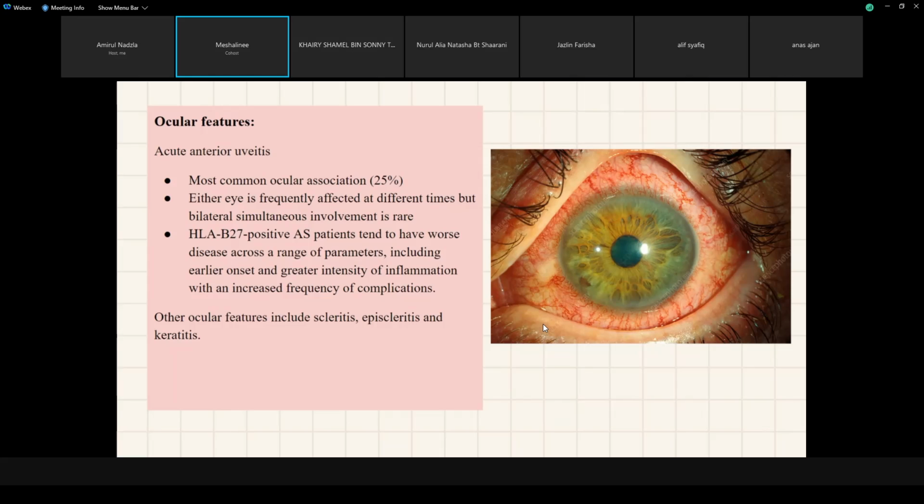Usually patients who are HLA-B27 positive tend to have worse disease across a range of parameters, including earlier onset and greater intensity of inflammation with an increased frequency of complications. Besides acute anterior uveitis, other ocular features that a person with ankylosing spondylitis might have include scleritis, episcleritis, and keratitis.